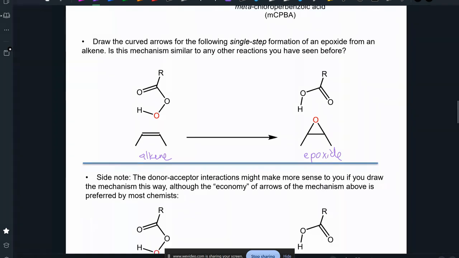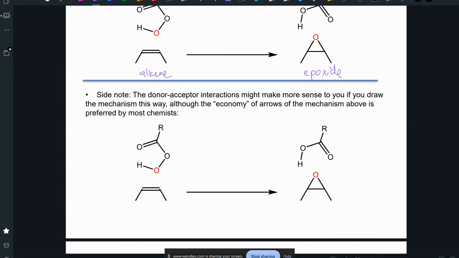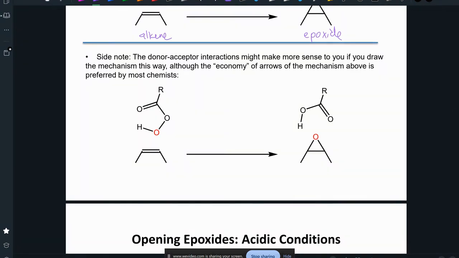So I'm gonna start by drawing my mechanism down at the bottom. This is my preferred way to draw this mechanism because I like to think about donor-acceptor interactions. Generally, we think of an alkene pi CC as being our donor orbital, and if I asked what orbital pi CC is most likely to donate into, pi CC is going to be most likely to donate into sigma star OO. All right.